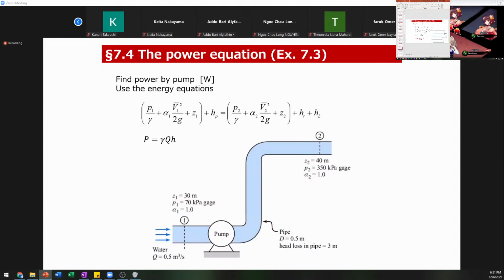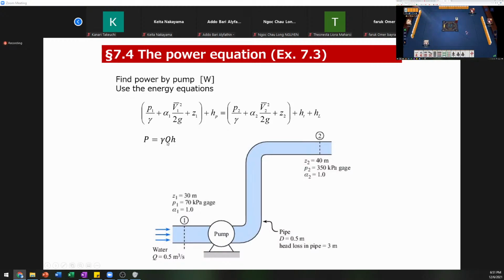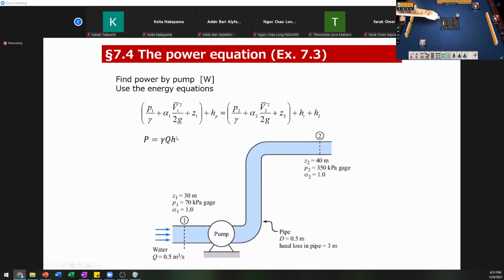And the power can be calculated as gamma times Q, which is the flow rate, times head, which is the pump head. So this is the question: what's the power by pump? So can you calculate that? So I give you 5 minutes first.